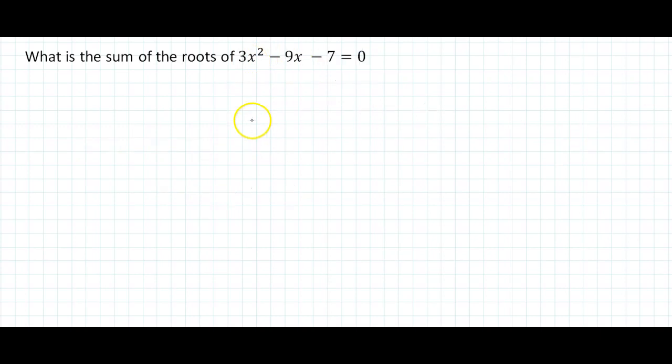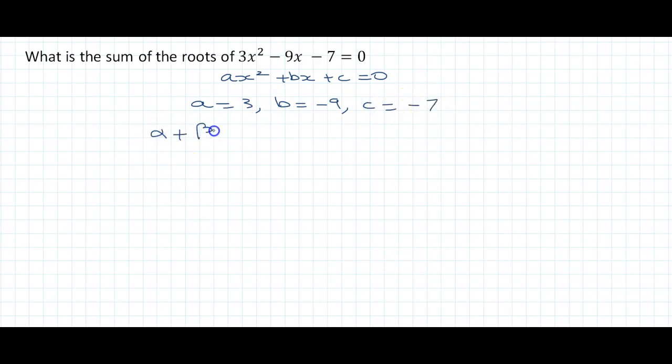And so the last example we have here, we'll do exactly the same thing. Ax squared plus bx plus c equal to 0. So a is equal to 3, b equal to -9, c equal to -7. Alpha plus beta is -b over a, which is equal to -(-9) over 3, which is 9 over 3, and is equal to 3. So the sum of the roots of this quadratic equation is equal to 3.